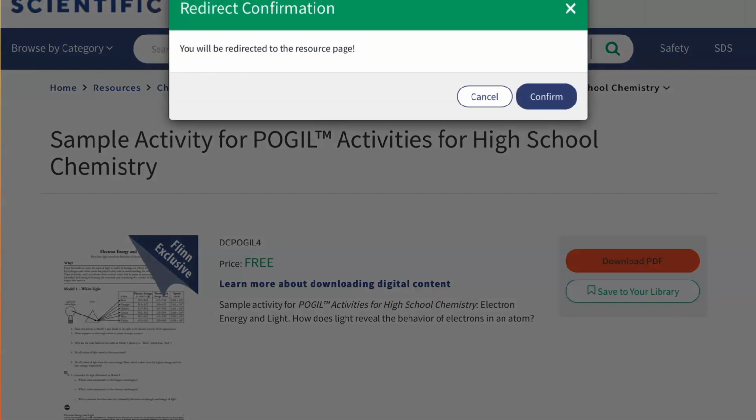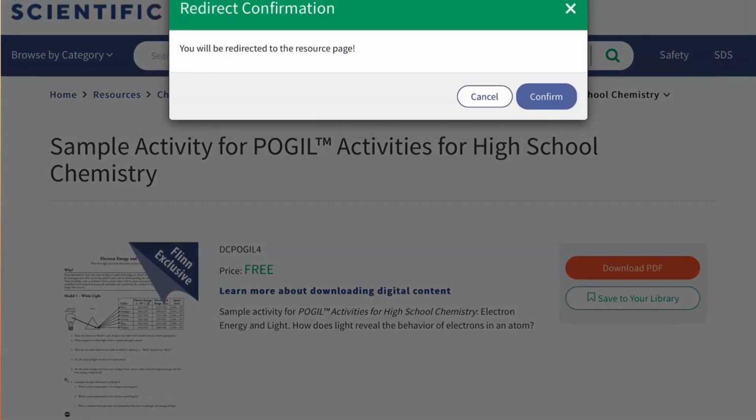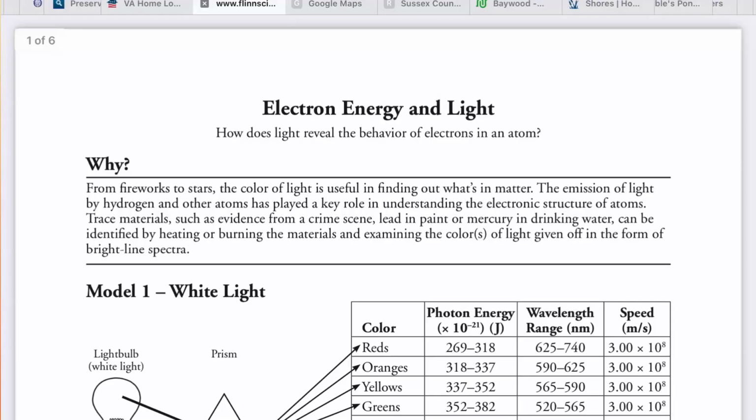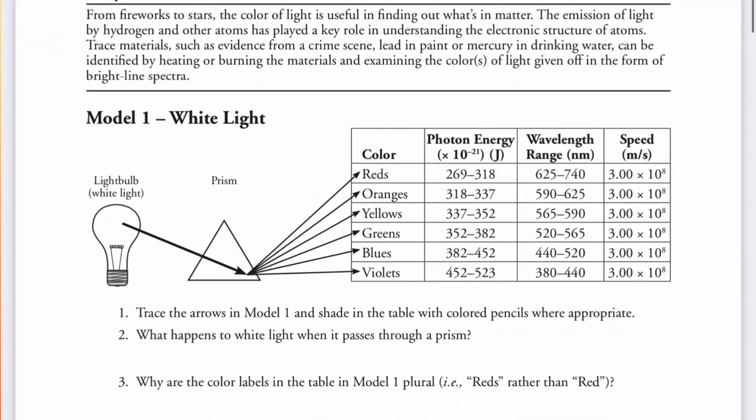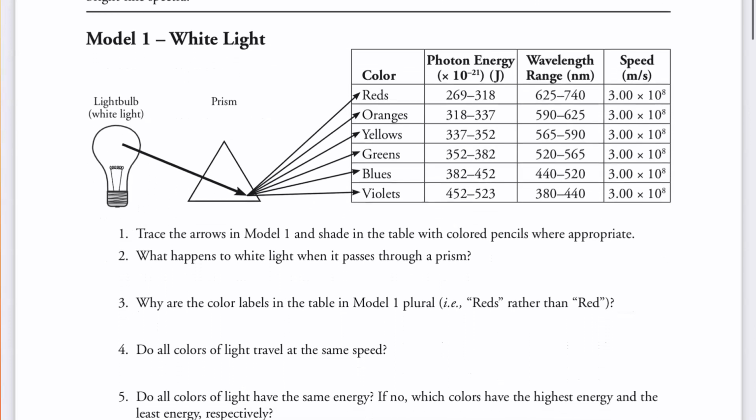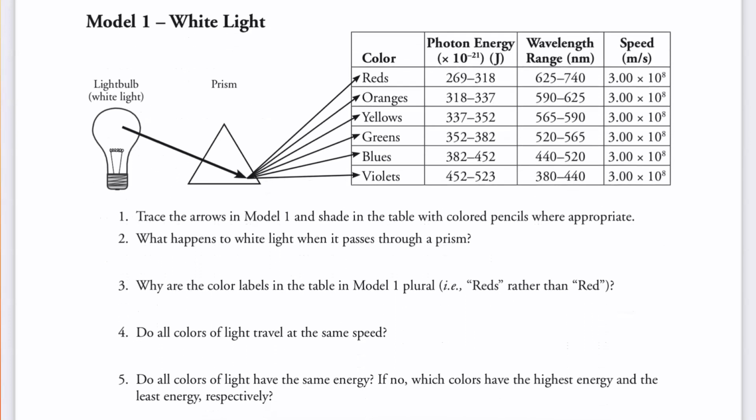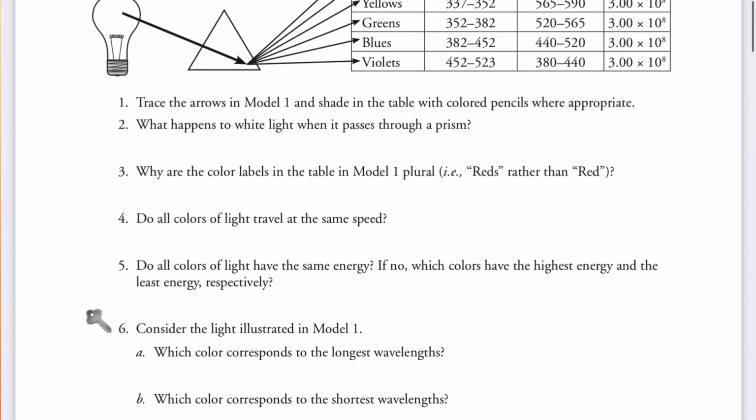If we just take a look very quickly at the format for this, here it is. How does light reveal the behavior of electrons in an atom? It gives them the why, to focus them, and then they use these models. So the pictures and information that's given, then the students answer questions, and you'll see that there's a key next to number 6. That's a key question, and they're throughout the handout for students to answer.